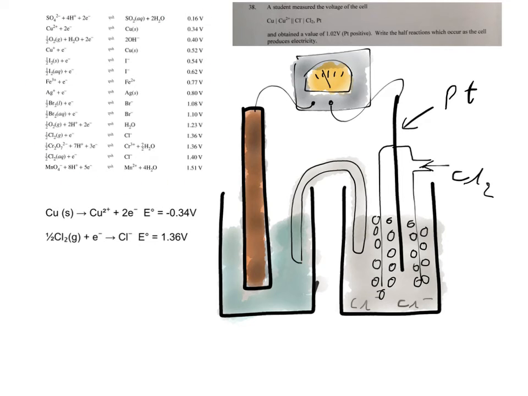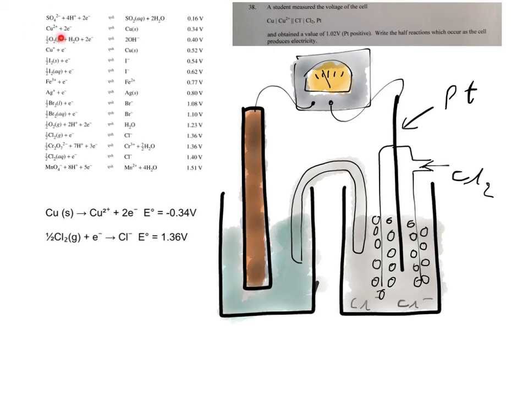The first one we want is the copper one. Now, don't get confused. There are two copper ones. There's a copper one with copper 2 plus, there's a one with a copper 1 plus. Unless you stated otherwise, it's always going to be copper 2 plus. Now, that's 0.34 volts.